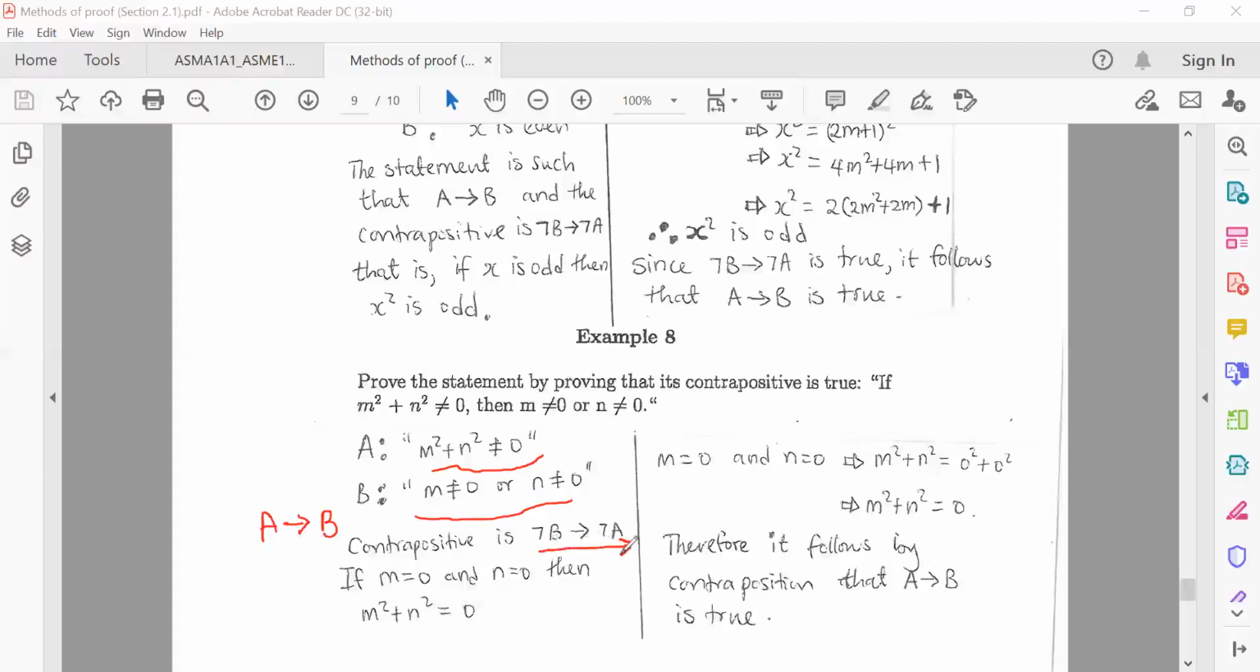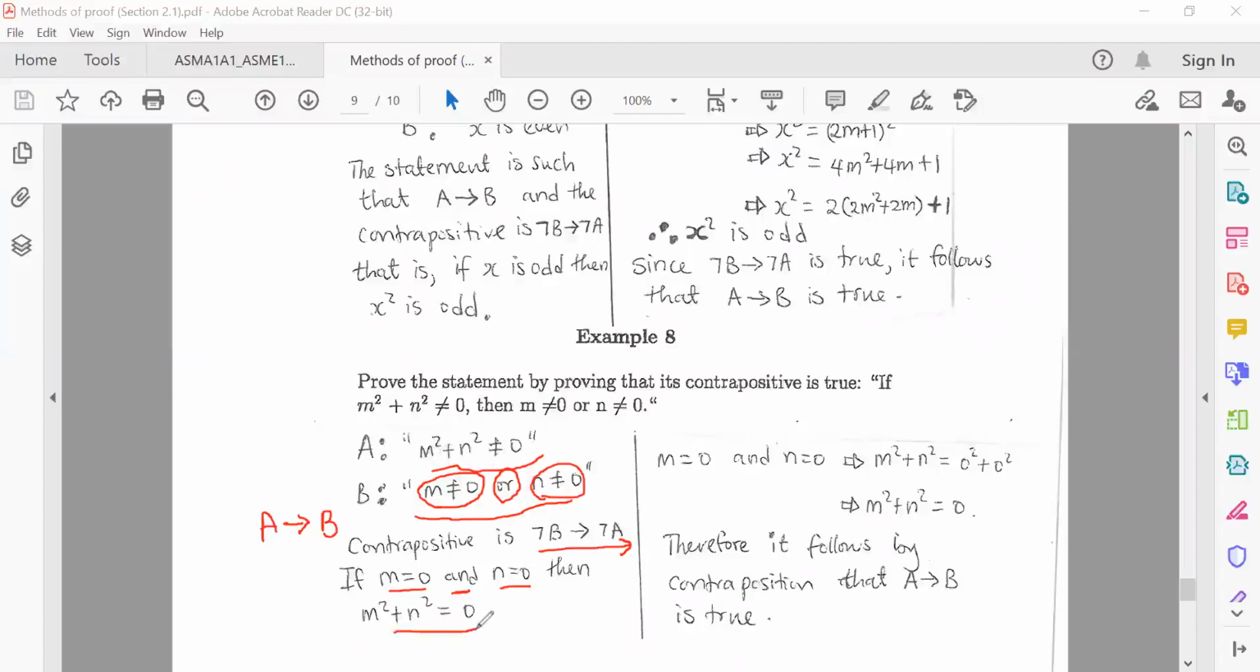And now, what is not B? I have to negate B. M is not equal to 0. The negation is m equals 0. What's the negation of n is not equal to 0? It's just n equals 0. Then we also need to negate A. A says m squared plus n squared is not equal to 0. The negation of that is just m squared plus n squared is equal to 0.